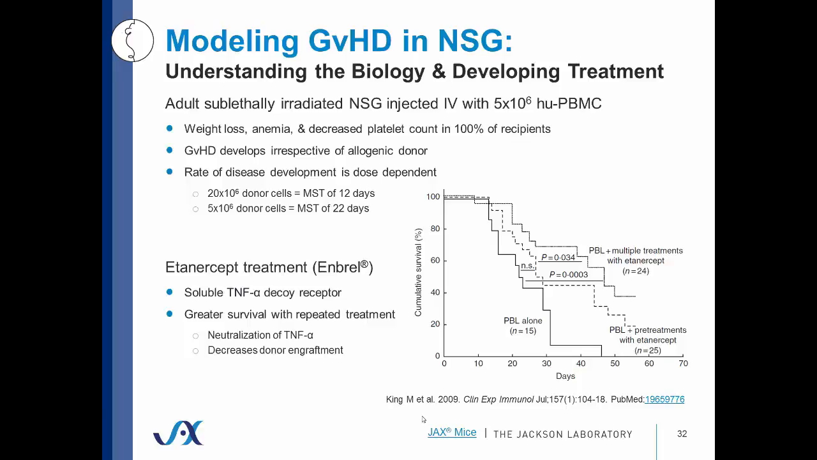Now you can use this model as a way of testing different ways to suppress the pro-inflammatory response and diminish graft versus host disease. And in this particular paper they used etanercept, which is a soluble TNF-alpha decoy receptor. Essentially, it binds up the pro-inflammatory molecule TNF-alpha from the periphery and suppresses the immune response following the GVH reaction in these mice. And as you can see, if you use a single dose of etanercept, you can increase the survival of these mice, and if you use multiple doses, you can increase the survival even further.